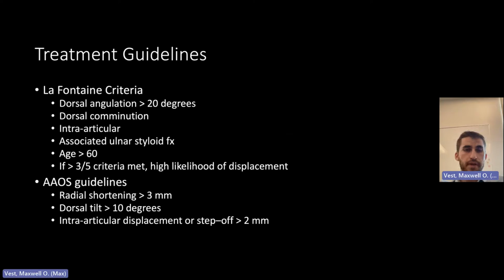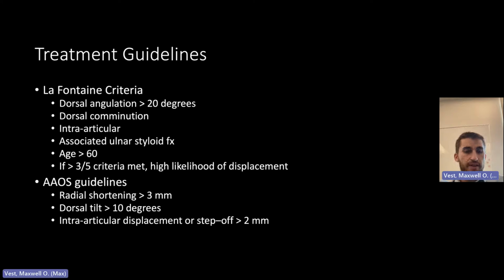In terms of treatment guidelines, something that is important to think about is the Lafontaine criteria. And these include dorsal angulation of more than 20 degrees, dorsal comminution, intra-articular involvement, association with an ulnar styloid fracture, and age greater than 60.